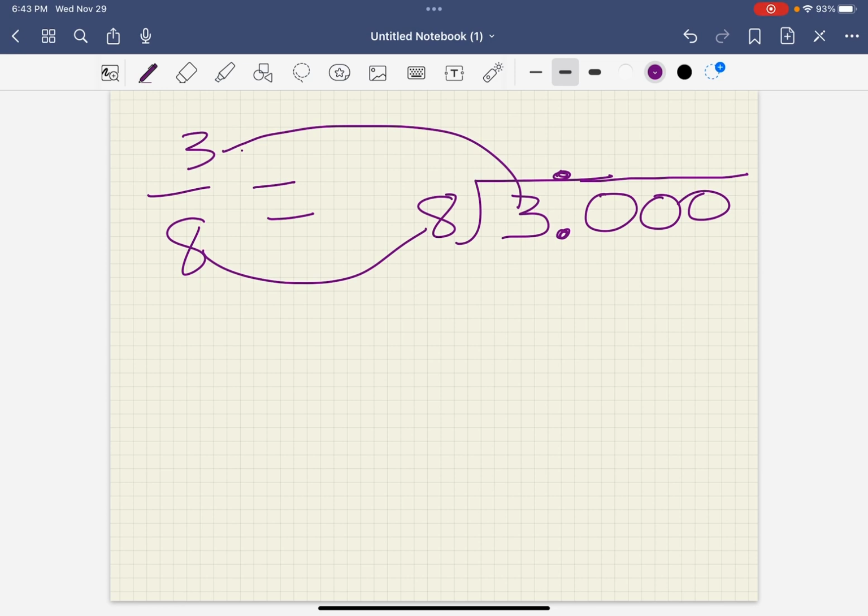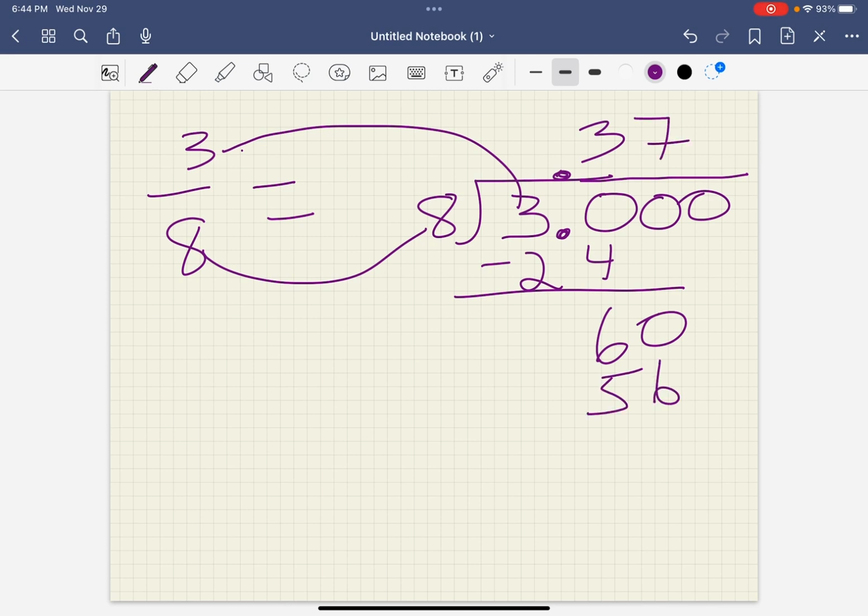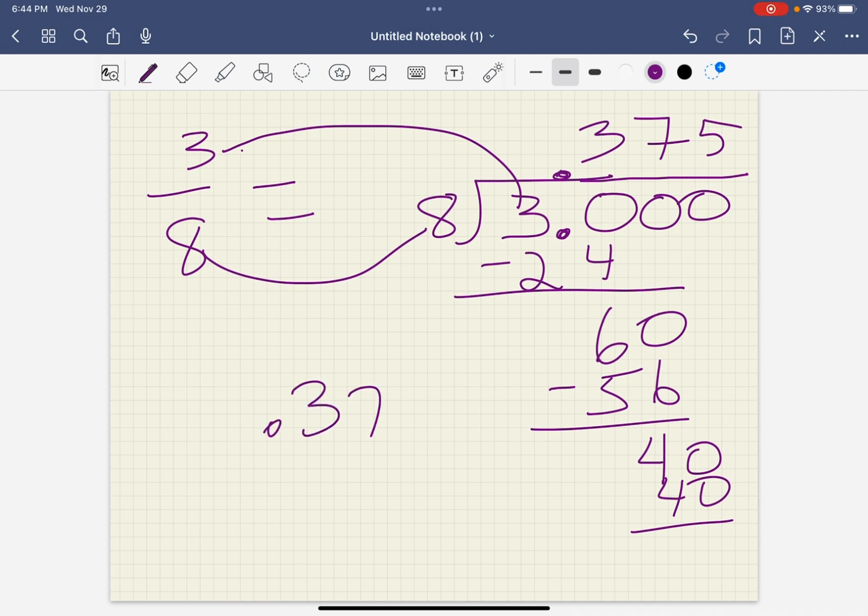So 8 doesn't go into 3. So how many times does 8 go into 30? Okay, so 3 times 8 is 24. Subtract, bring down the 6, and another 0. How many times does 8 go into 60? Okay, 7 times 8 is 56. Bring down the 0. And 8 goes into 40 5 times. So the answer is 0.375.